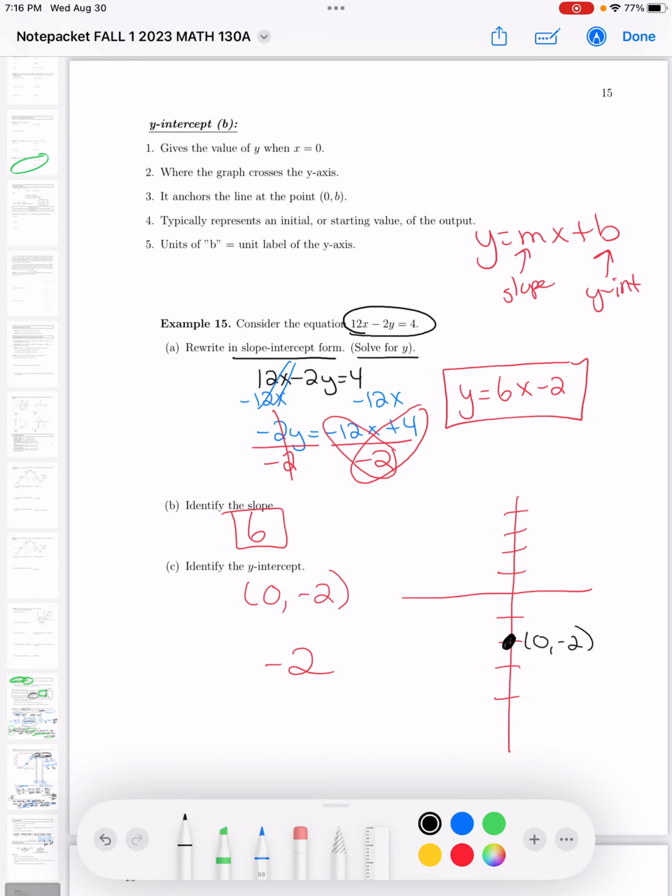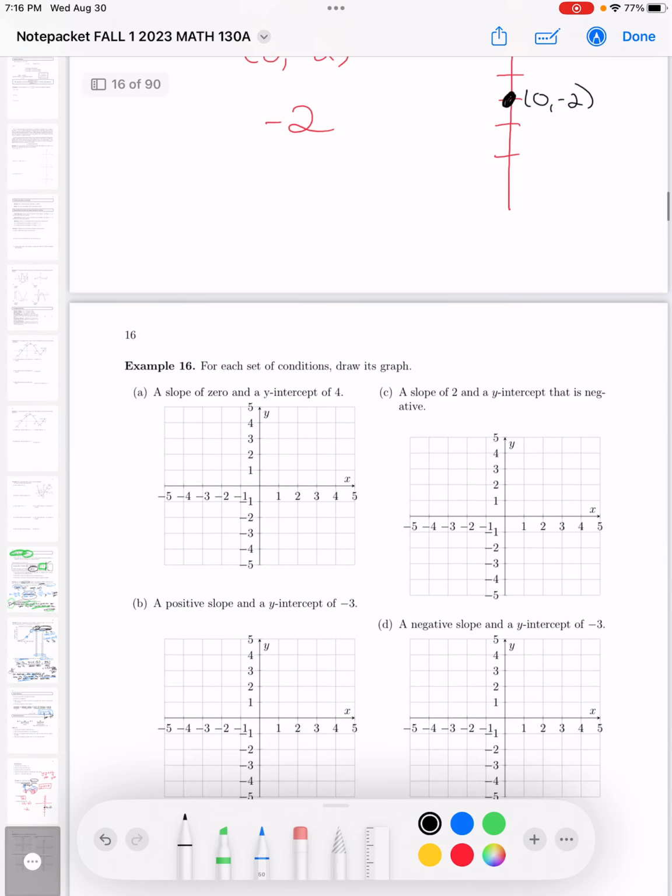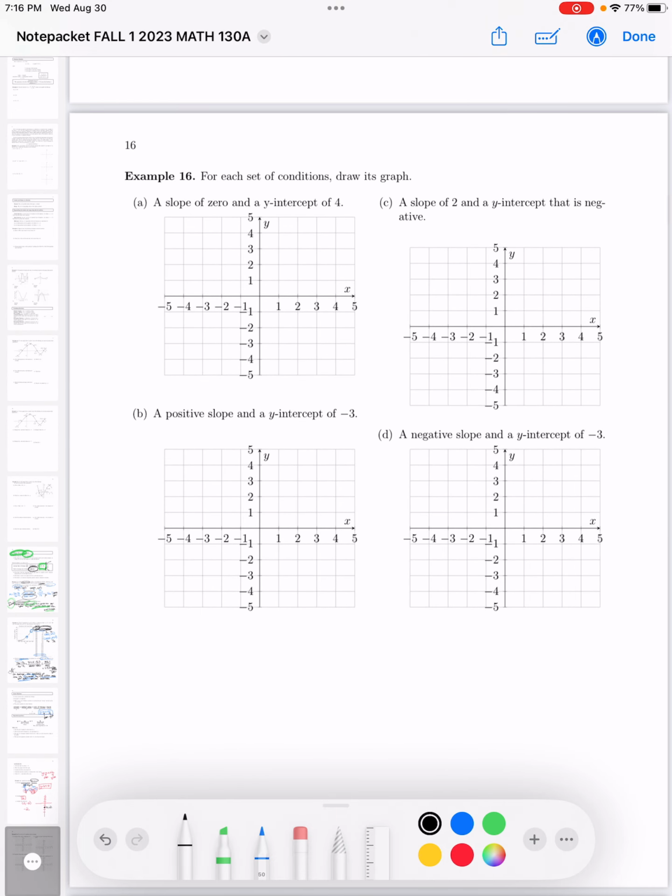Speaking of the graphs, let's look at some graphs on this next page here. There's not a ton of graphs that we have to do. There is one on WebAssign, and I'll actually show you guys in class on Friday how to do that graph on WebAssign, because I know it can be a little tricky. So if you're working on that WebAssign 1 and having trouble with the graphing, I'll show you how to work that in class on Friday. But graphing these by hand, we'll go ahead and do.